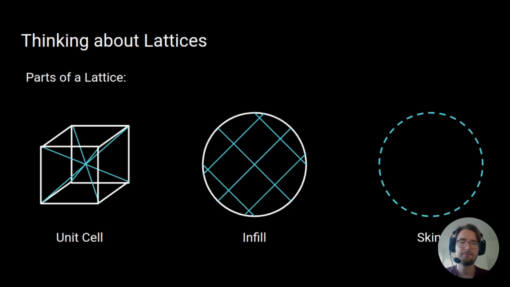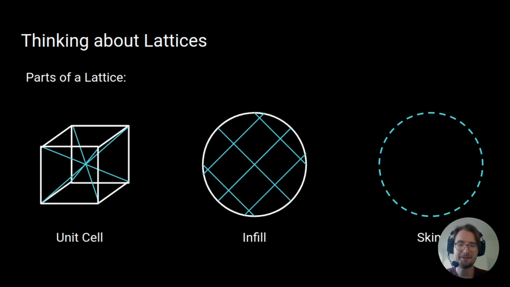But first, we have to learn how to think and talk about lattices. Most of the time, when we talk about lattices, be it beams, surfaces, triply periodic minimal surfaces, we are referring to a periodic structure, a structure that repeats across space. Therefore, we often think of the unit cell of a lattice, the base unit that repeats across space.